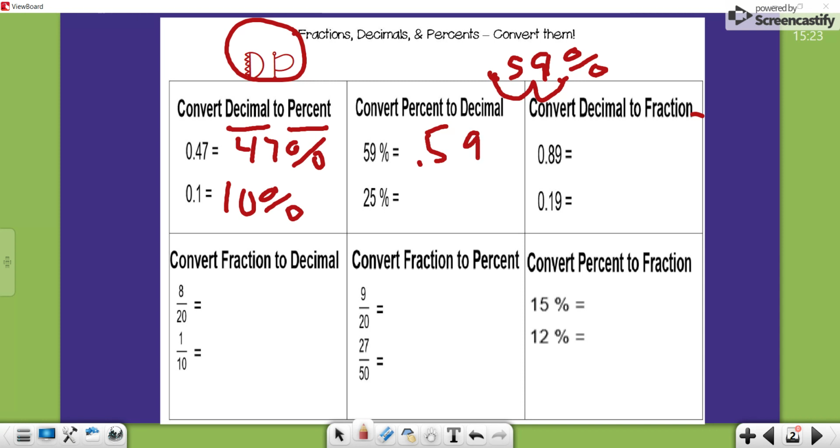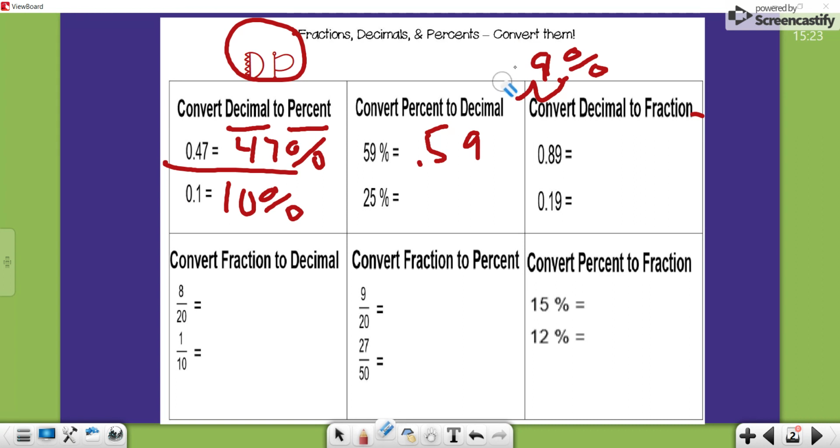So we can look at that. 59% is equal to 0.59 or 59/100ths. If you look back over here, 0.47 is equal to 47%. You're just moving the decimal back and forth. Going from decimal to percent, you're making the number bigger, so you're multiplying. And going from percent to decimal, you're dividing.